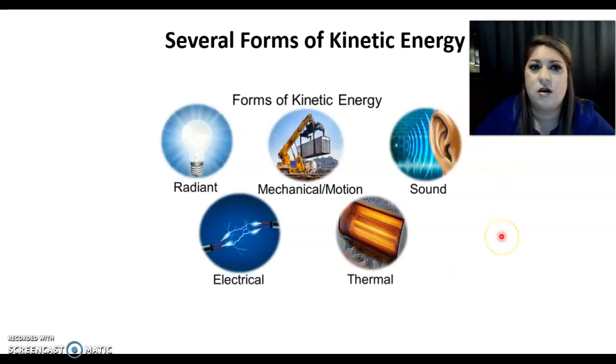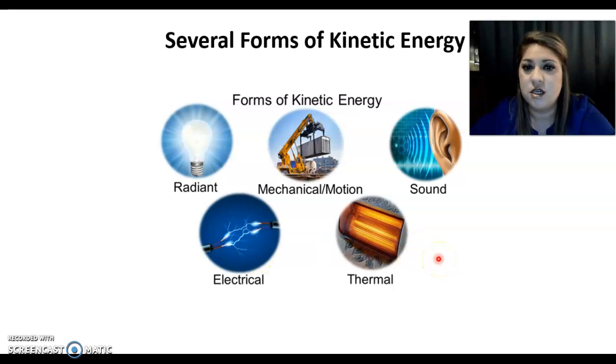So there are also several different forms of kinetic energy. We have radiant, which we know to be light energy. We also have mechanical energy, which is energy of movement. And then we have sound energy. You guys all should be pretty familiar with these different forms of energies. We have studied those this year. And then again, we have electrical and thermal energies. So these can also possess kinetic energy.